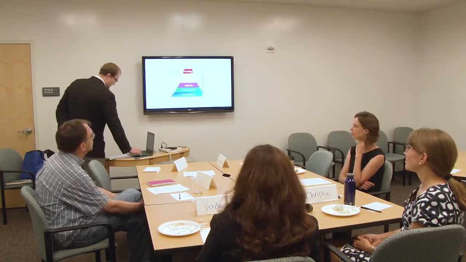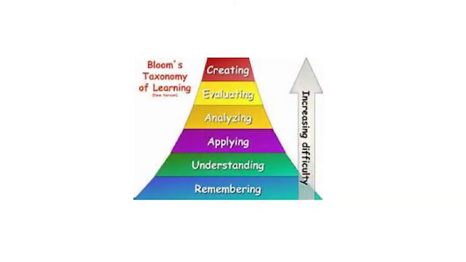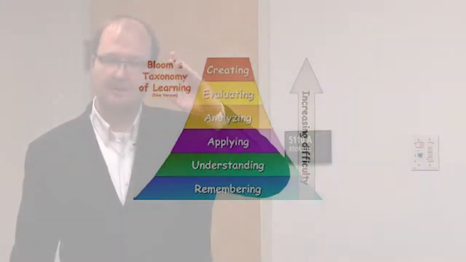Okay, Bloom's taxonomy, I think we're all familiar with, right? The easiest is at the bottom, the hardest is at the top. When you're learning something, the easiest thing to do is just to remember it. Just remember what you were told. Next level up is remember it, but also understand what the thing actually is. You're not just memorizing things and spitting them back like a parrot, but you actually understand what you're saying.